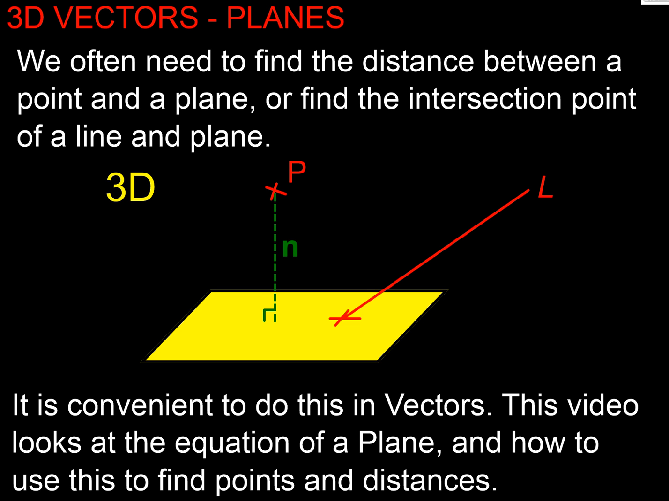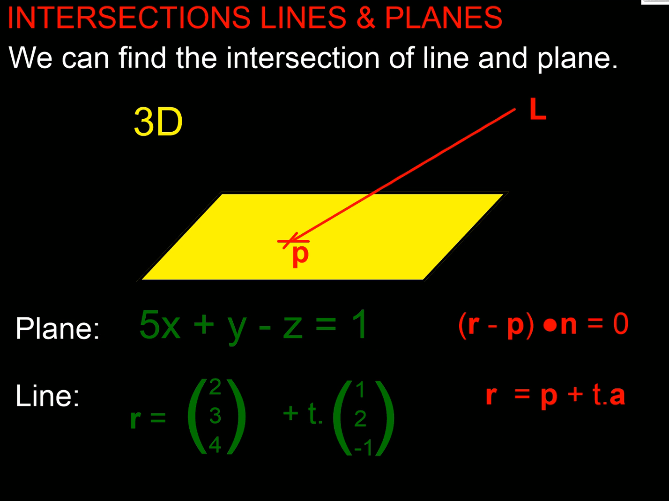Hello, second video on planes in 3D using vector equations. In my last video I showed you two forms of the equation that we could have for a plane, and in this video we're going to be looking at how to use that to find points of intersection and nearest points. So here we go then.